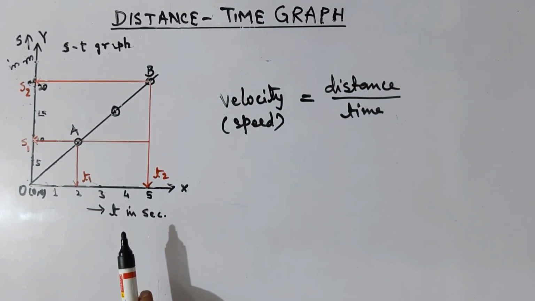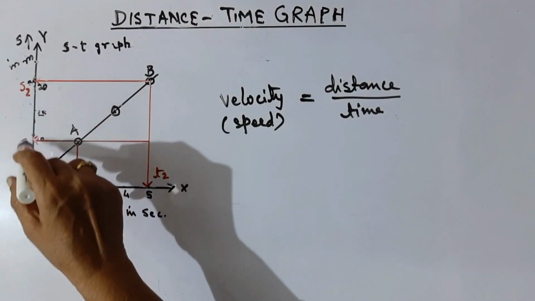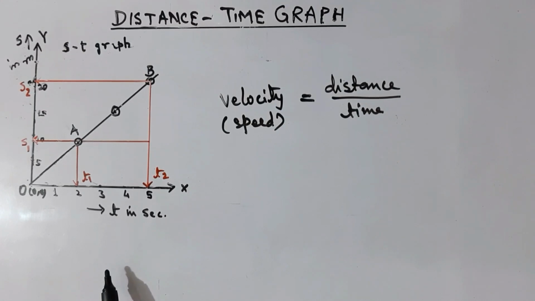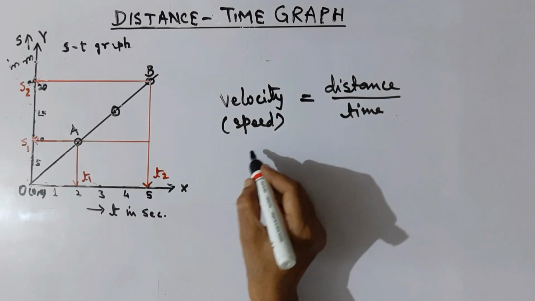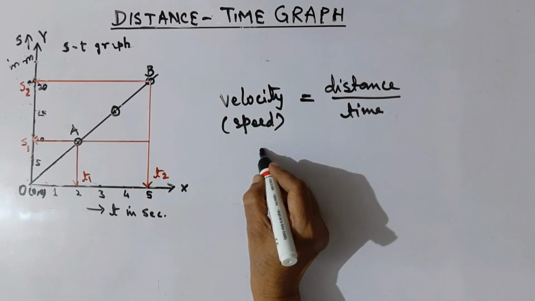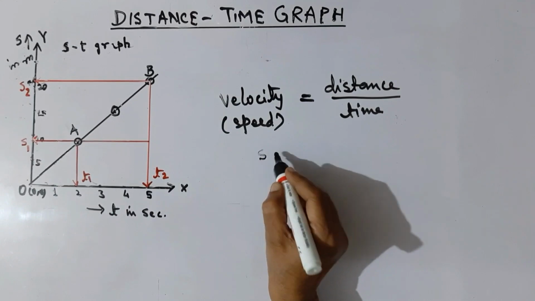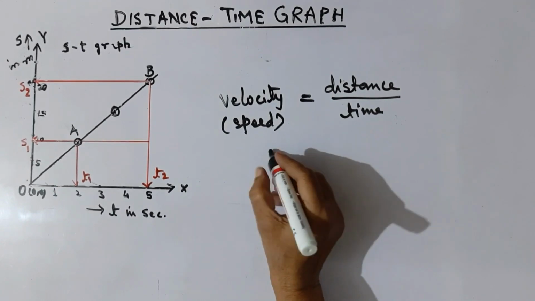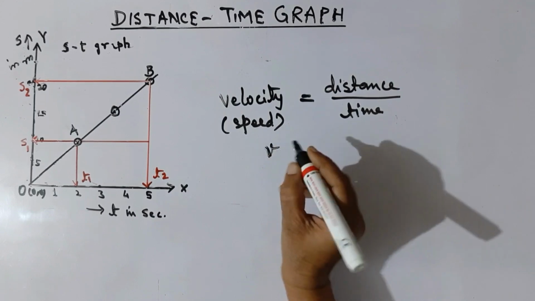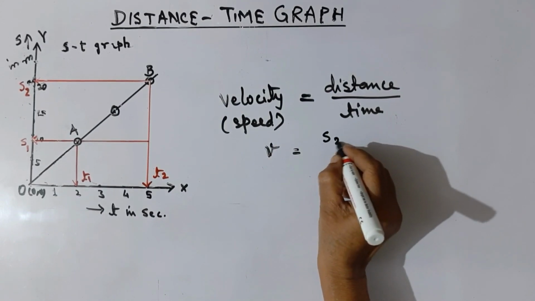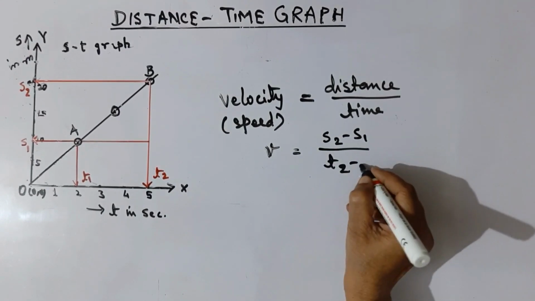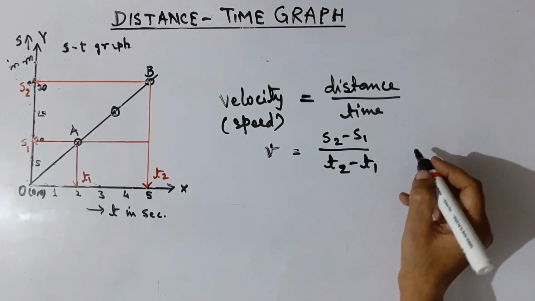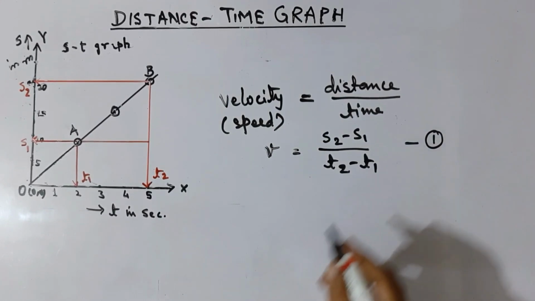During the motion of the object from A to point B, the distance travelled is equal to s2 minus s1 and the time taken is from t1 to t2, that is t2 minus t1. So we can write that the speed v is equal to s2 minus s1 divided by t2 minus t1. Let us say this is our equation number 1.